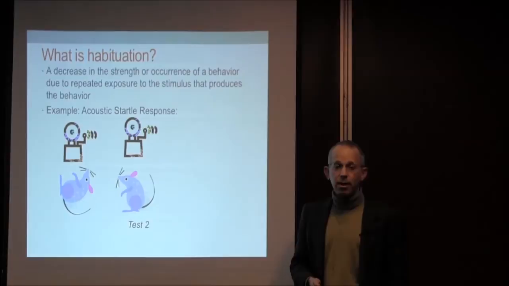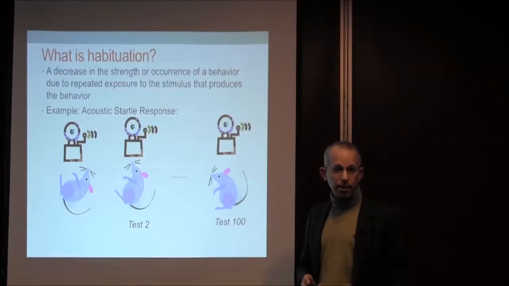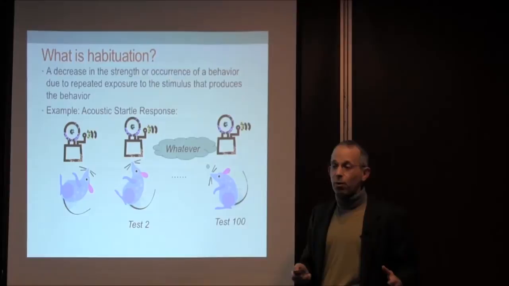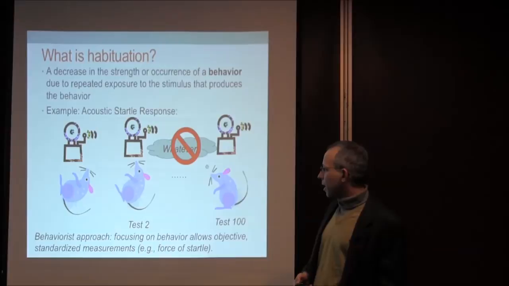And so now you see that by the second time it's seen it, it doesn't respond much. It responds a little bit. You see here, it got startled partway. It's sort of rotating around. And finally, when we keep doing this, eventually it hears it, and it doesn't respond at all. It doesn't care. So what's happened is this stimulus is a neutral stimulus, but you're kind of startled by it, and you want to try to figure out what it is, in a sense. Okay. So the behaviorist defines habituation as a decrease in the behavior. We don't really care about what the rat is thinking. Okay. And this then allows a measure of what's happening.